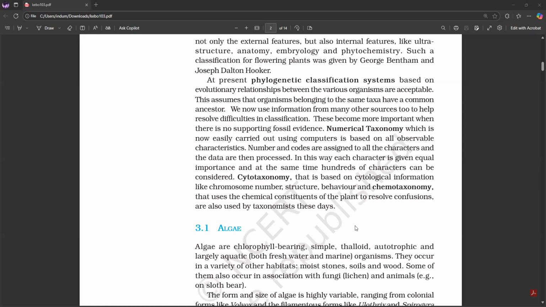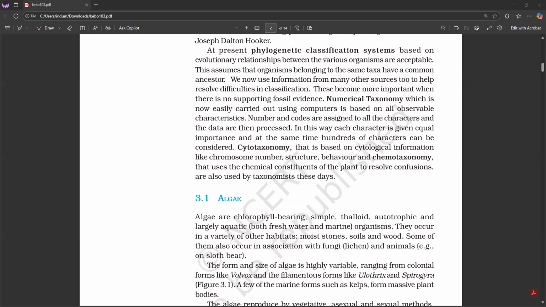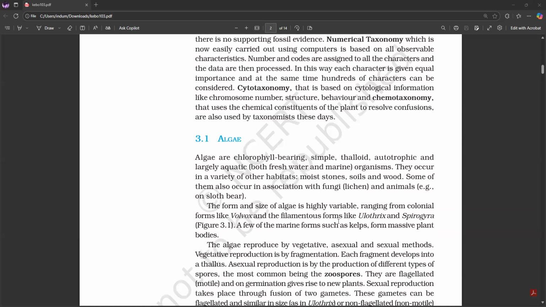Numerical taxonomy, which is now easily carried out using computers, is based on all observable characteristics. Numbers and codes are assigned to all the characters and the data are then processed. In this way, each character is given equal importance and at the same time, hundreds of characters can be considered. Cytotaxonomy, that is based on cytological information like chromosome number, structure, behavior, and chemotaxonomy, that uses the chemical constituents of the plant to resolve confusions, are also used by taxonomists these days.